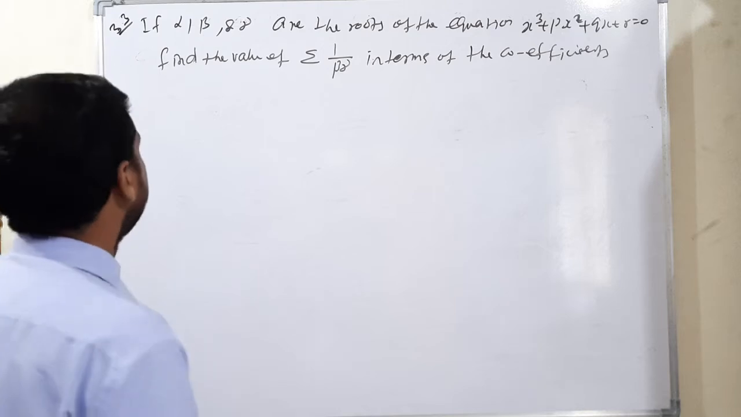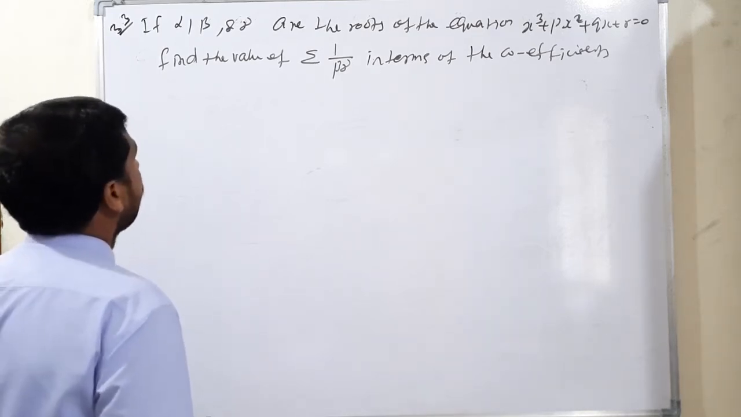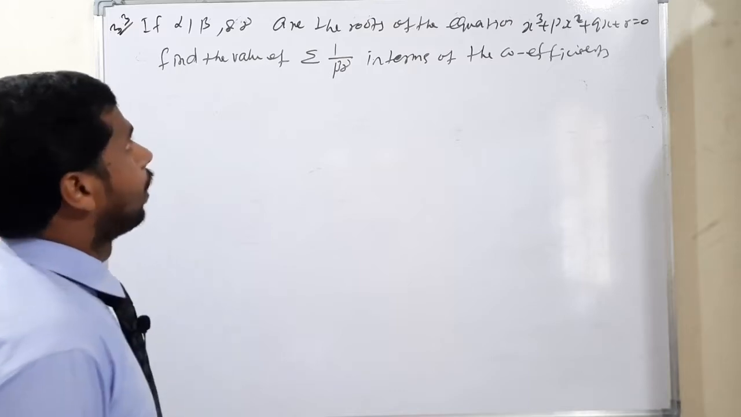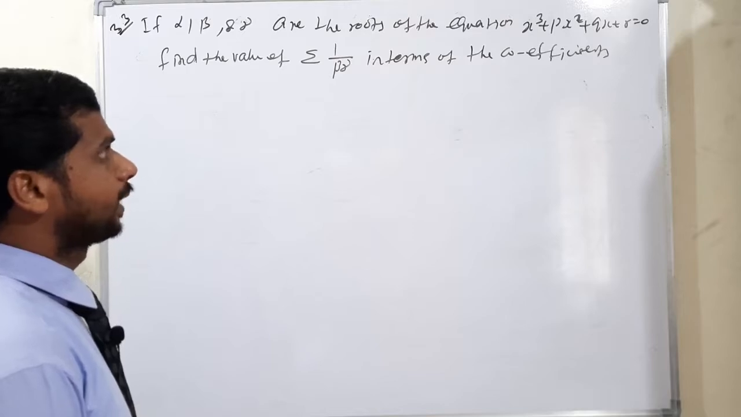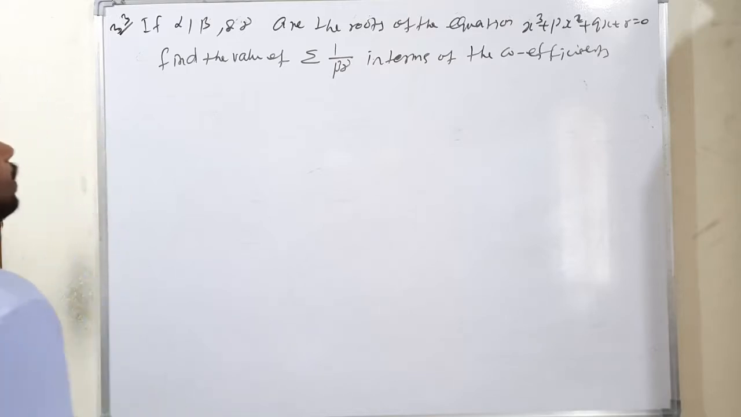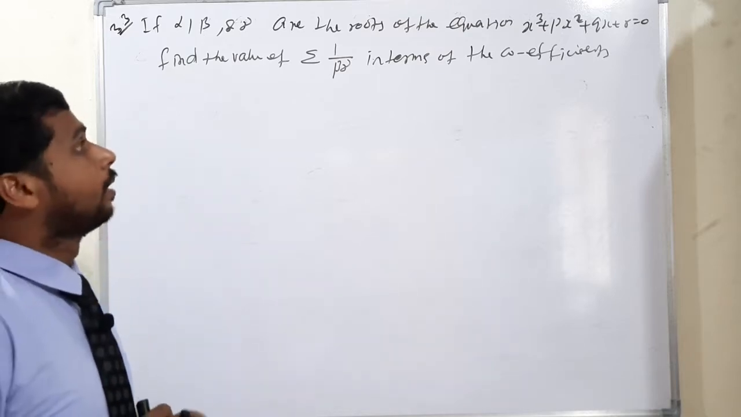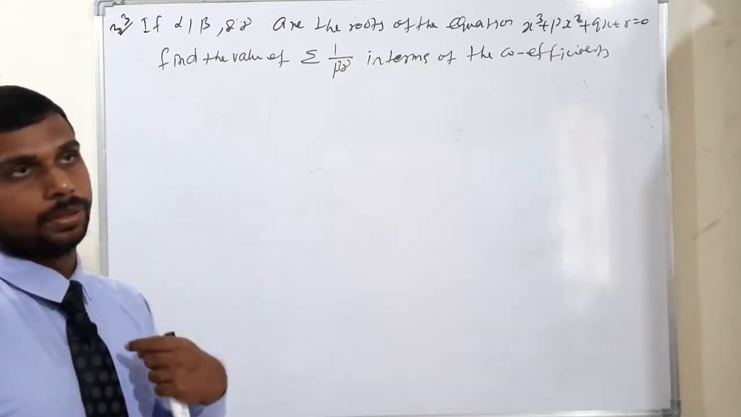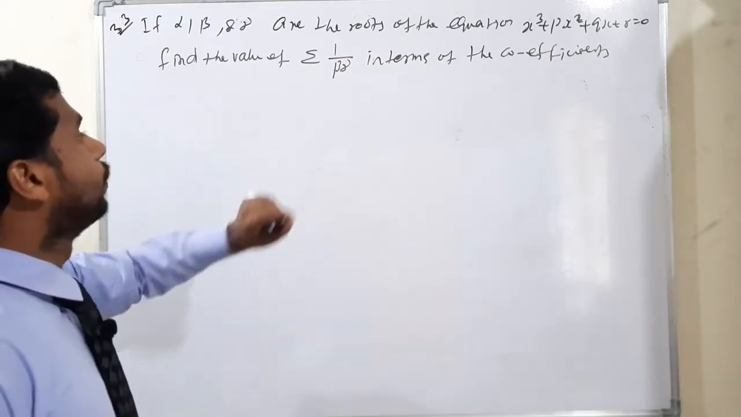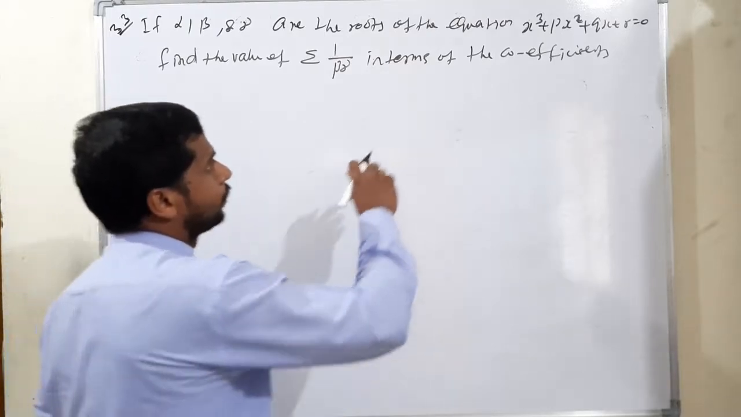I'm moving to example 3.3. Question: if alpha, beta and gamma are the roots of the equation x³ + bx² + qx + r = 0. That is a cubic. I already explained two concepts in the first class. There are cube roots also, and square roots, or degree 2, also available. So find the value of the summation of 1 by beta gamma, in terms of the coefficients.